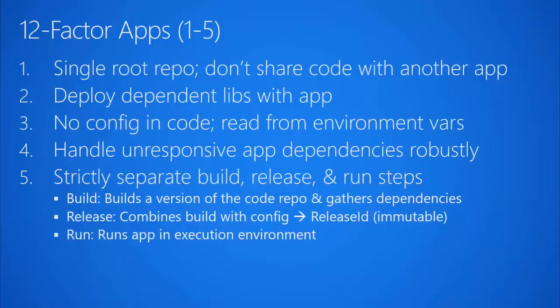Number five, strictly separate the concept of build, release, and run steps. So for build, what we mean is this builds a version of your code repo, and it gathers all of the dependency libraries together too. So now we know this is the code that we're going to be deploying. Now, the release step is going to combine that build with all of the configuration information. So that's the environment variables that I was talking about before. And this gives you a release ID. The release ID could be a GUID, or it could be a date timestamp. It could be whatever you want it to be.